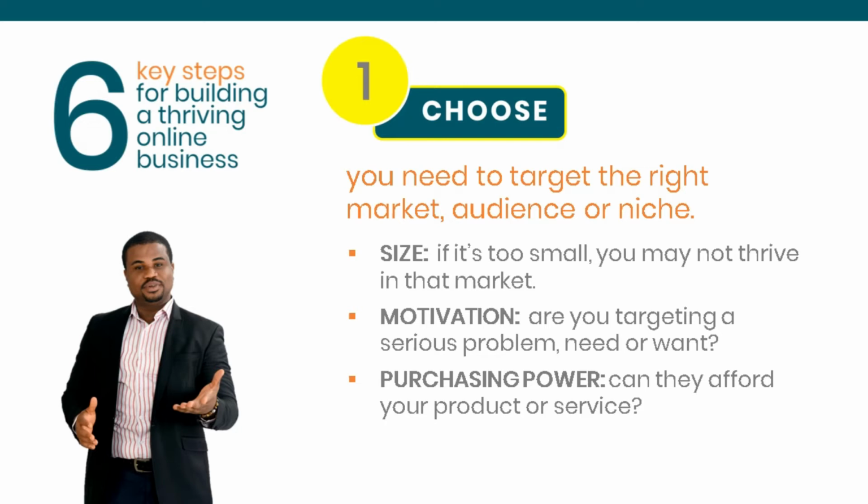The third factor is purchasing power. You need to plan to target an audience with people who have money to spend. For example, if you're targeting an audience of unemployed people, poor people, or people who may not be able to afford the price of your product or service, you will definitely struggle to sell anything or make money in that market.